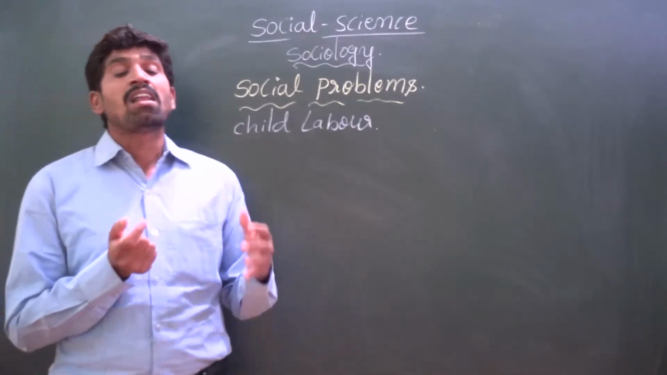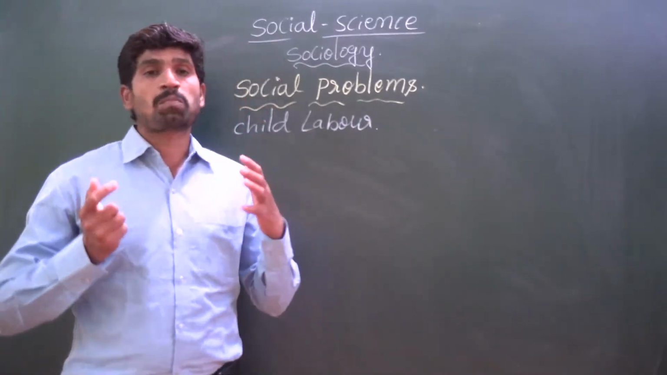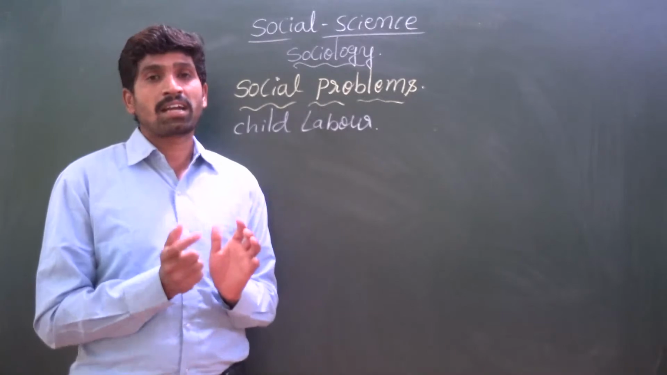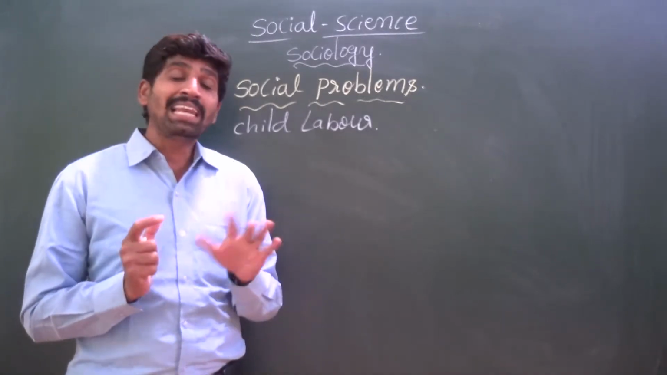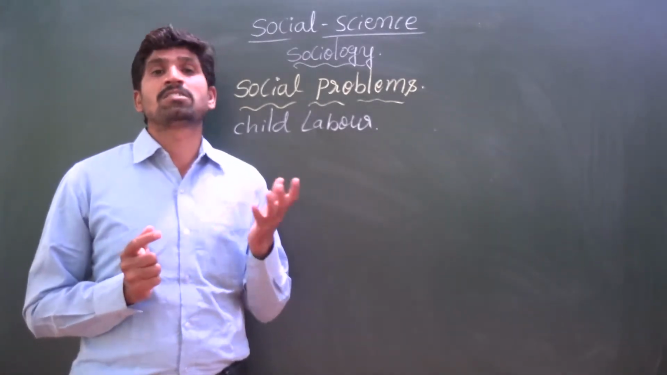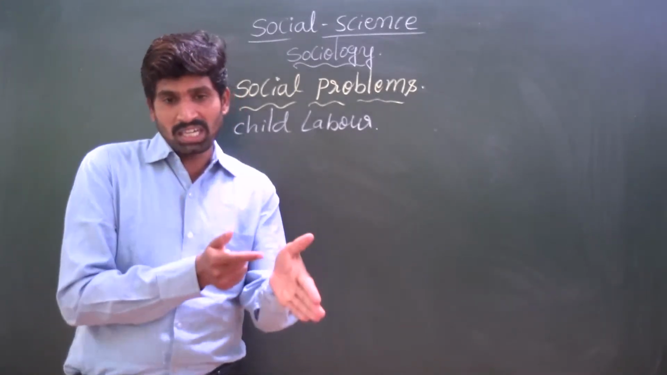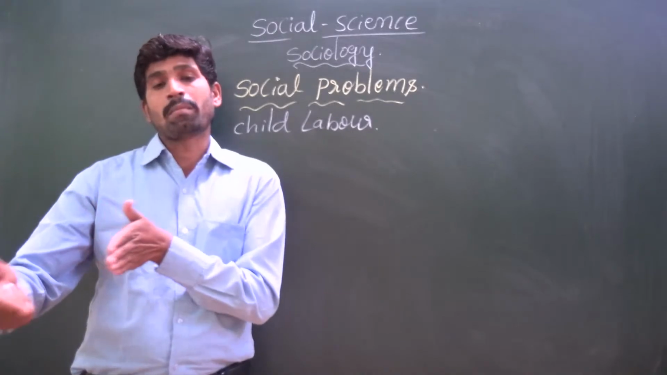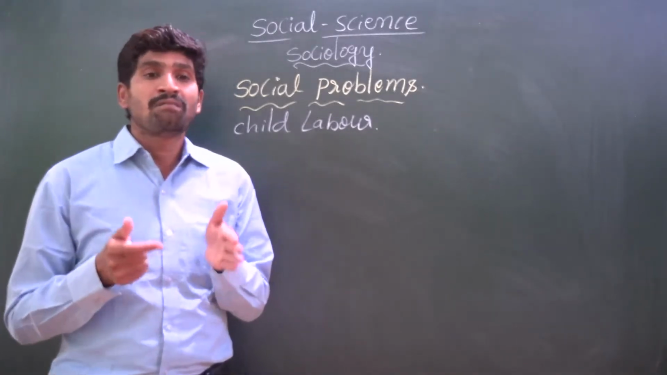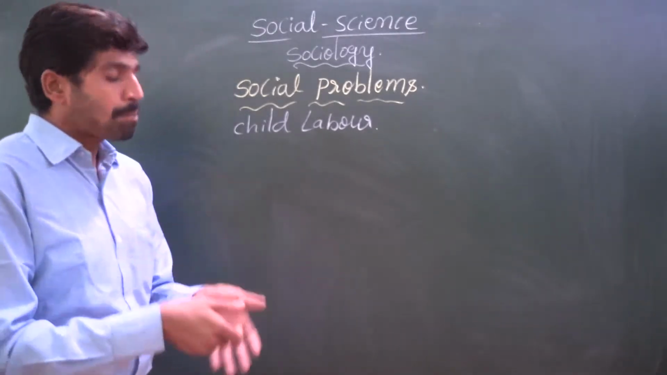And last are the steps to solve these problems. What steps are taken to solve and eliminate these problems? To eliminate them, it may be the role of citizens, the role of society, or the role of the government. Those things we are going to see. First, we are going to discuss the main problem.